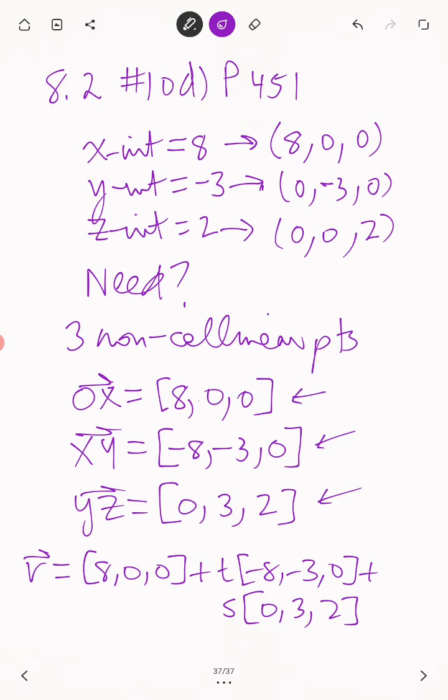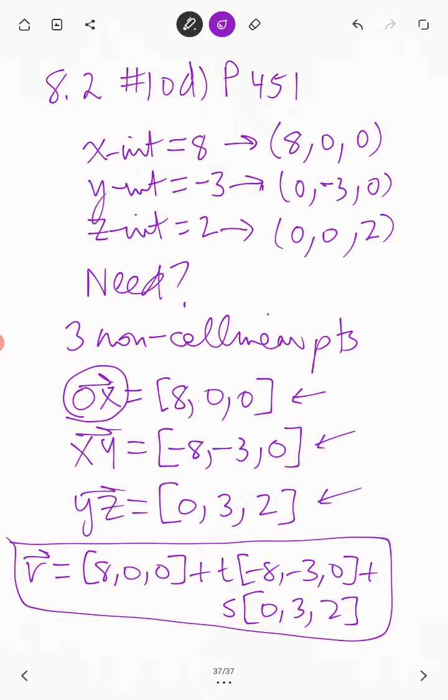Now remember, there are infinitely many possibilities, because I could have used a different position vector for the plane, and I could have used a variety of different, in fact, infinitely many different direction vectors for the plane. So this is just one possibility.